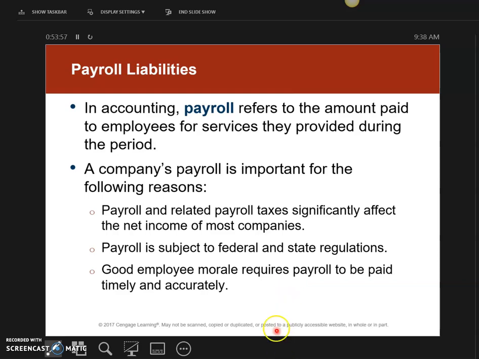Okay, so let's talk about payroll. Now, payroll is going to be broken into two different sections. I'm going to talk about it from the employee perspective and then the employer. So I'm going to have two different videos, payroll employee and payroll employer.